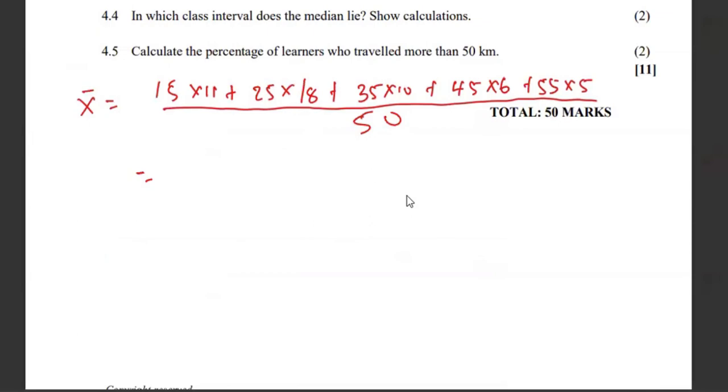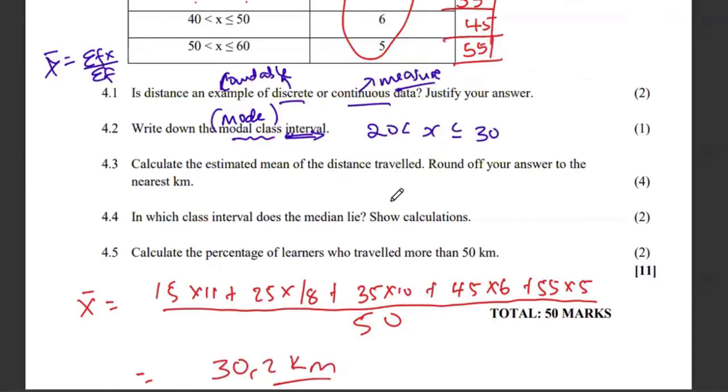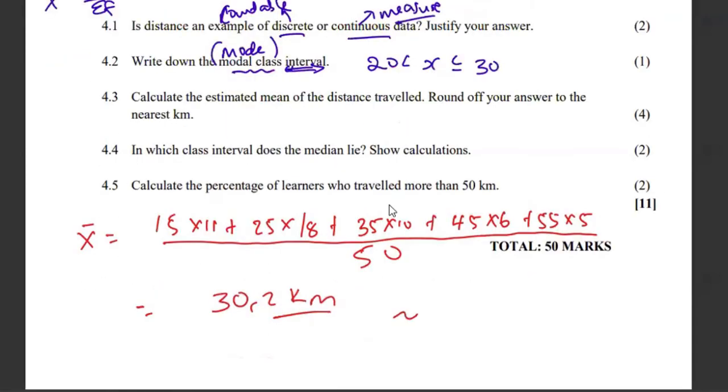Then I'll have to simplify whatever is on top, meaning 15 times 11 plus 25 times 18 plus 35 times 10 plus 45 times 6 plus 55 times 5. And then we are dividing this by 50. And then the answer we're getting is 30,2 kilometers. Do we have to round off? Yes, we have to round off to the nearest kilometer, which is going to be just 30 kilometers.